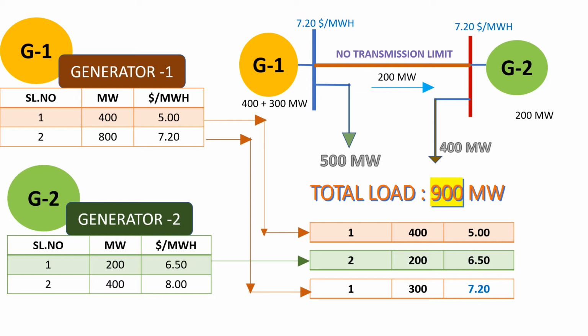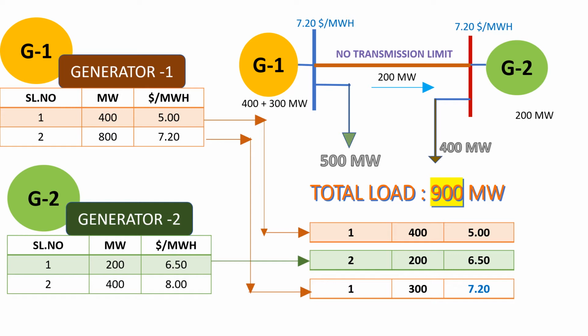So, generator G1 and generator G2 are supplying a total of 900 megawatts of power. So, how are these 900 megawatts selected? When there is no transmission limit, that means the transmission line can accommodate any amount of power, let us assume. Then the first 400 megawatts is selected from generator 1 because the cost of generation is less. Out of the 4 segments that are available, the least cost of generation, 400, is selected.